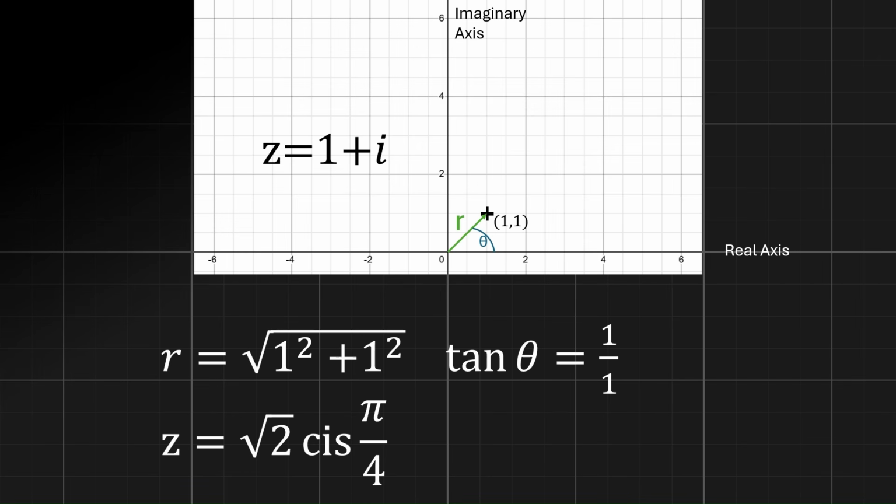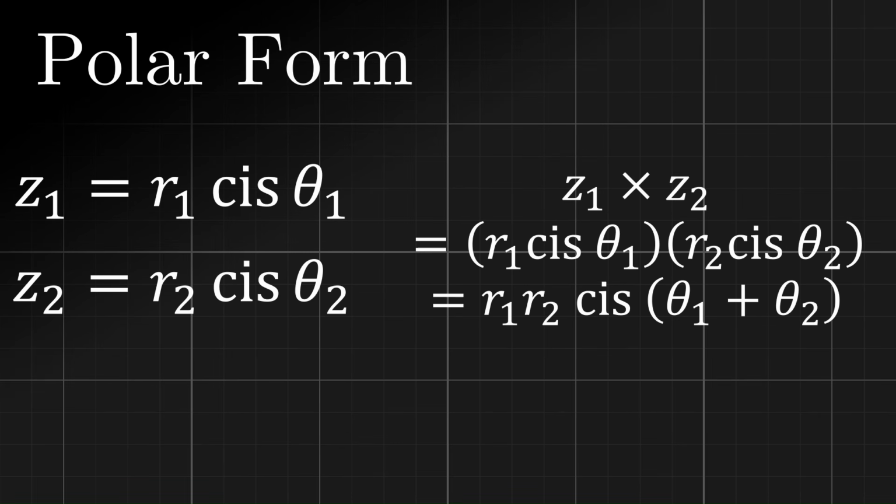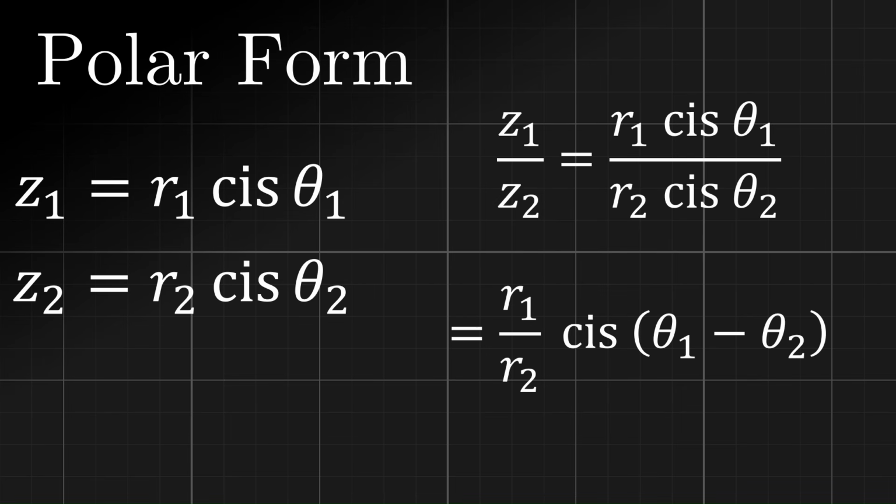Why bother with polar form? Because multiplication and division become incredibly elegant. If you have two complex numbers, z1 equals r1 cis theta1, and z2 equals r2 cis theta2, to multiply them, you multiply the moduli and add the arguments. To divide them, you divide the moduli and subtract the arguments. Notice how the arguments behave like exponents, adding when multiplying and subtracting when dividing.